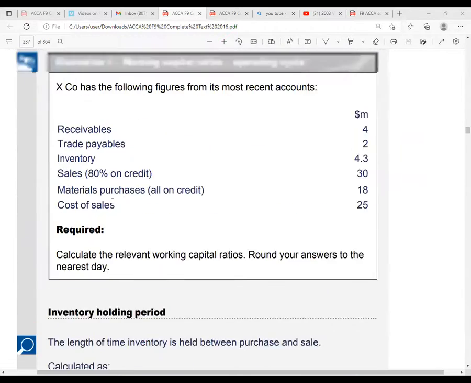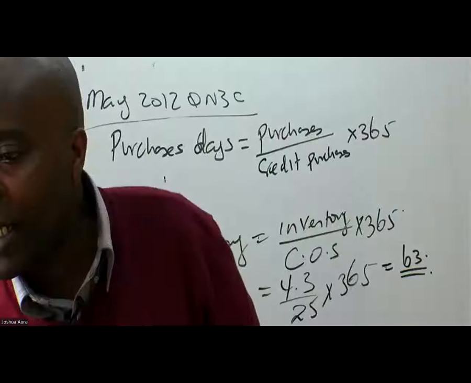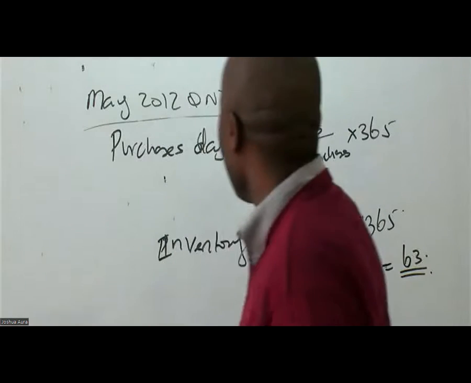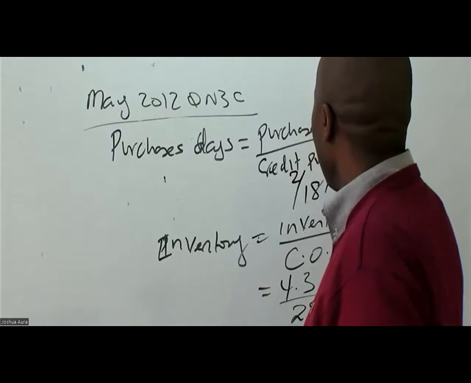in this question, you can see here, we are told the payables, we have 2. So it will be 2 divided by the credit purchases, and all were material purchases. So all on credit. So I'll take 2 divided by what here, somebody? 2 divided by 18 times 365. So is there somebody who can give me this answer?